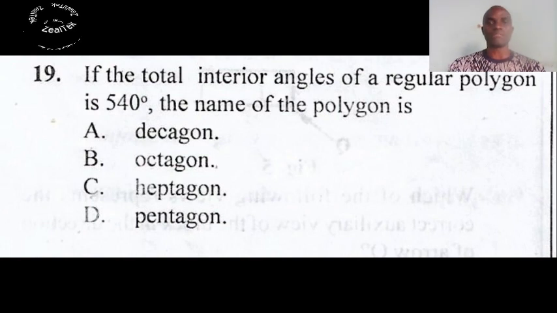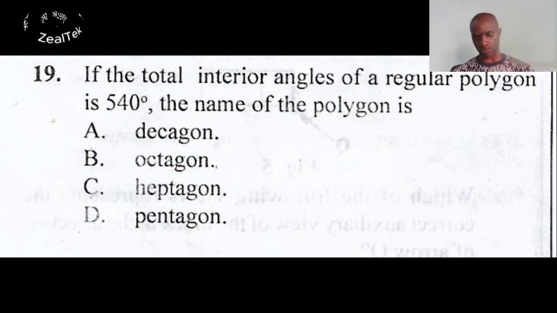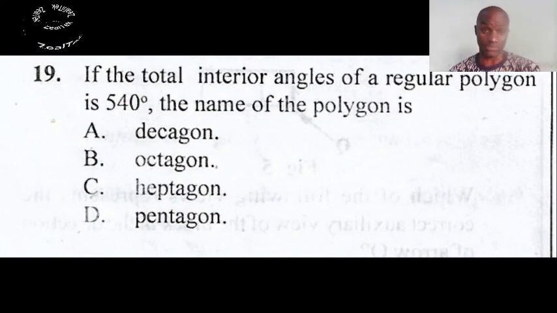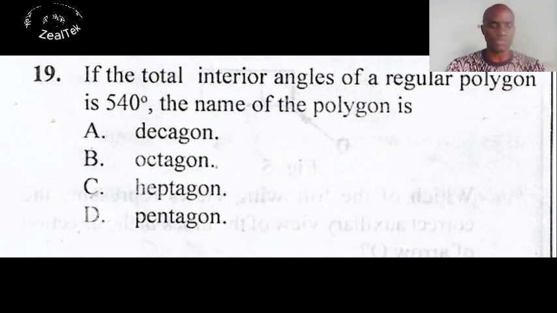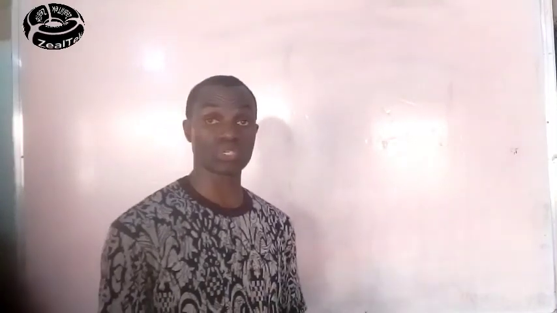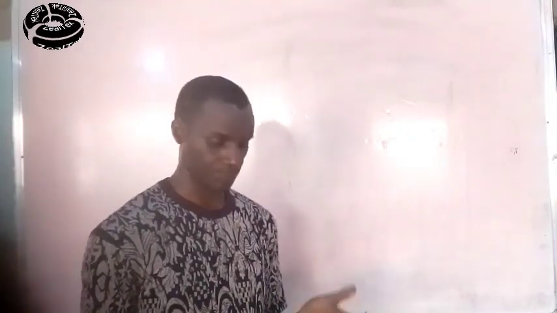Question number 19. If the total interior angle of a regular polygon is 540, the name of the polygon is what? So check out the video below. Simple mathematics should be able to resolve this one for us, number 19. Now let's look at it.